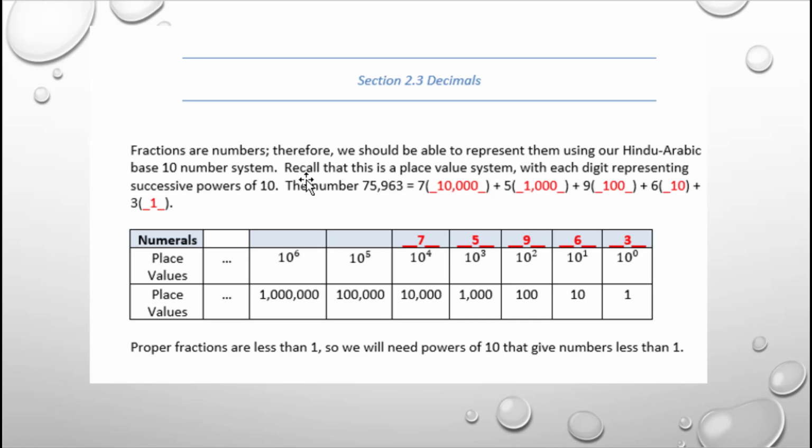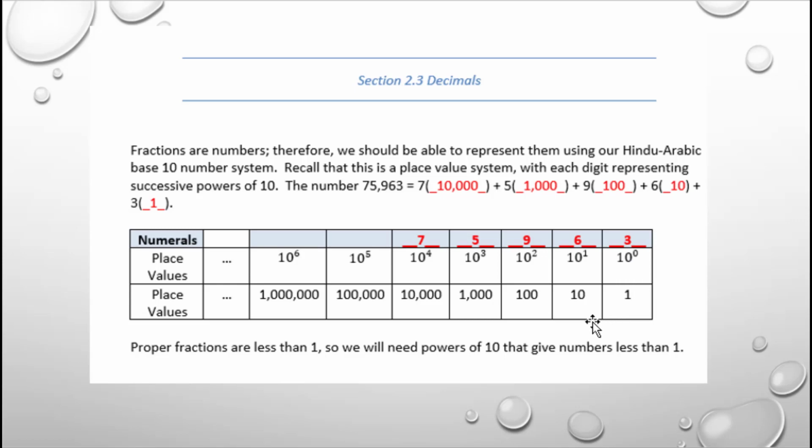So recall that our base 10 system is a place value system, so that the number 75,963, as you know, is comprised of 5 separate numbers in different place values. The 7 is in the 10 to the 4th place. 10 to the 4th means 10 times 10 times 10 times 10, which is 10,000. Likewise, the 5 is in the thousands, the 9, etc., down to the 3, which is 10 to the 0, which is the ones place.